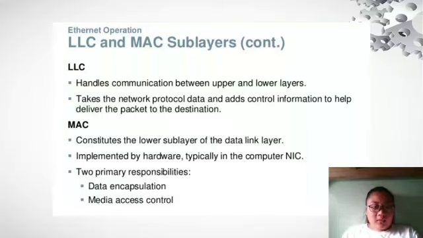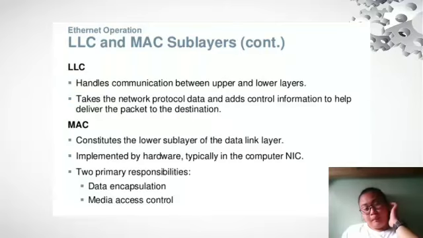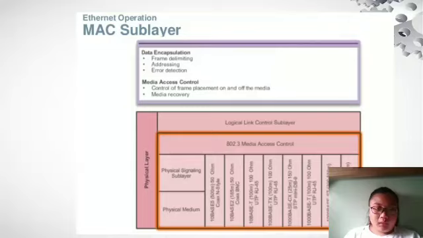MAC constitutes the lower sublayer of the data link layer. It is implemented by hardware, typically in the computer NIC, and it has two primary responsibilities, which are data encapsulation and media access control. The MAC sublayer data encapsulation has frame delimiting, addressing, and error detection. Media access control has control of frame placement on and off the media and media recovery.